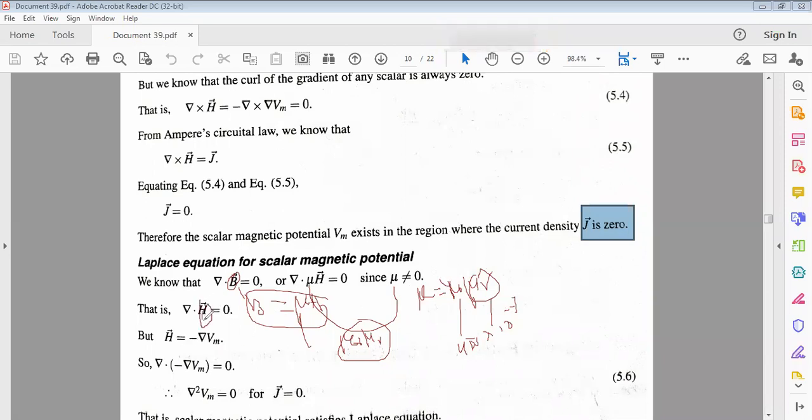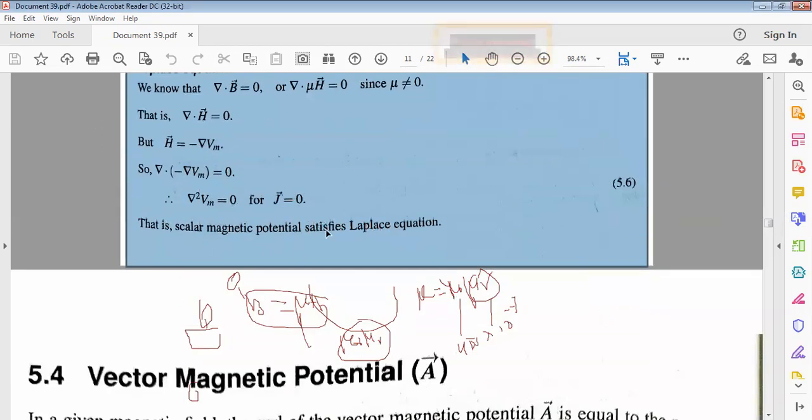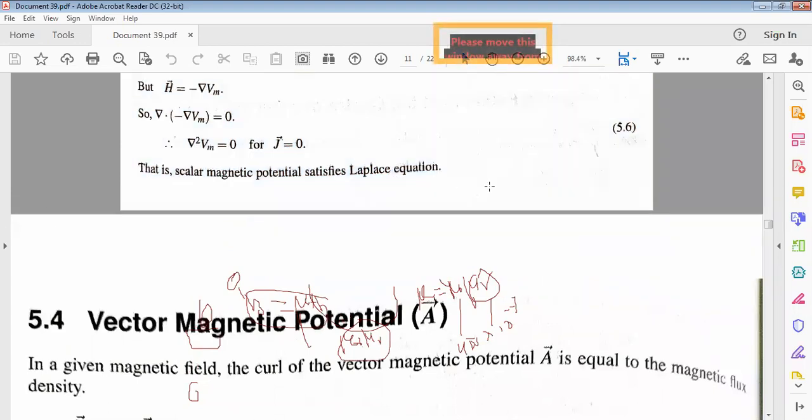But what is meant by H? According to the above rule, the negative gradient of the scalar magnetic potential, right? So you just have to substitute del dot minus del Vm. Del dot minus del Vm means del of del is del square, Vm equal to 0, and multiply with the negative sign on both sides. So you get del square Vm equal to 0. Del square Vm equal to 0 for J equal to 0. The scalar magnetic potential satisfies the Laplace equation also.